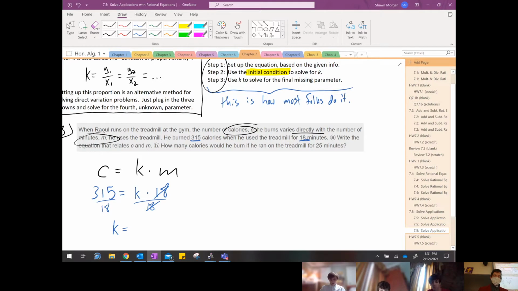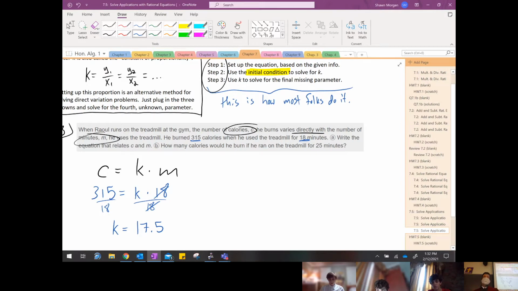315 divided by 18. 17.5. You had it doubled. 17.5. Now, in the context of this problem, what that means is that that's the number of calories per minute that Raul is burning. That's all that is. That's a constant. So Raul is a young man, so at a constant weight with his metabolism on this particular given day, he's burning 17.5 calories per minute.